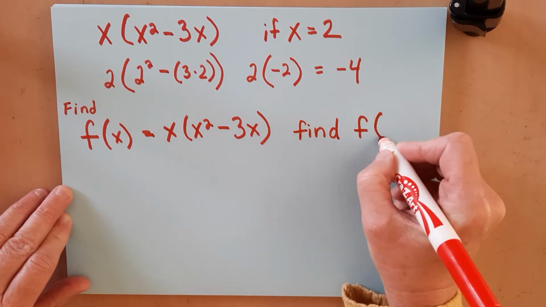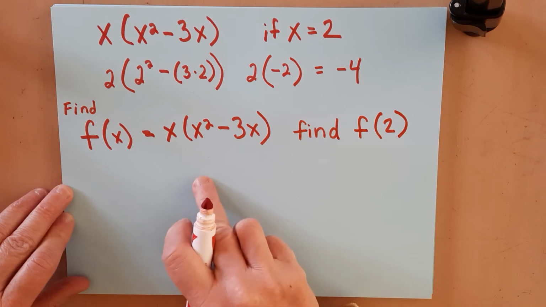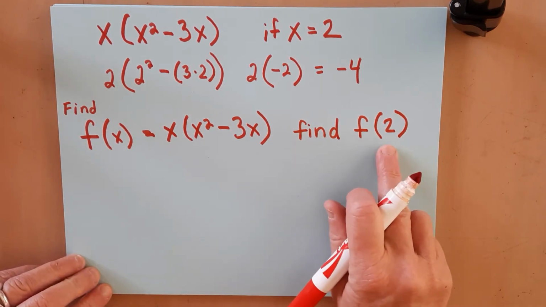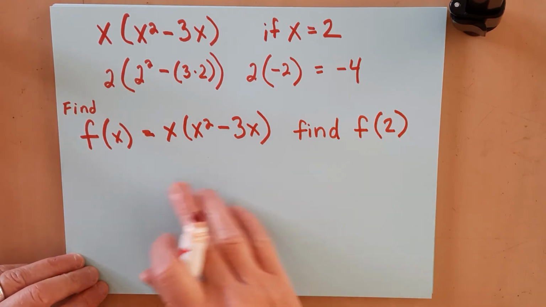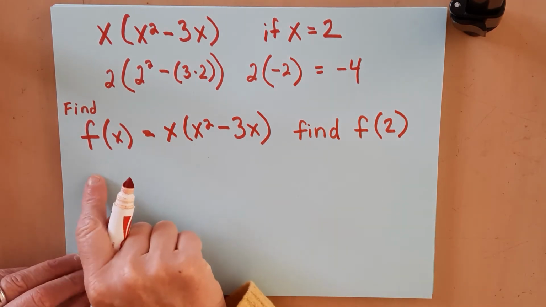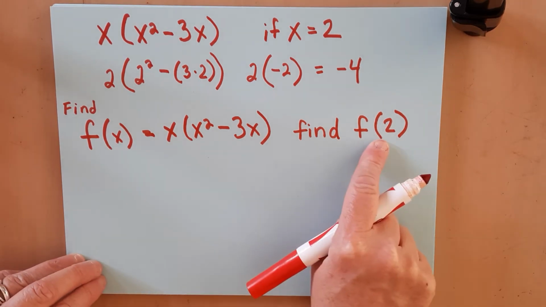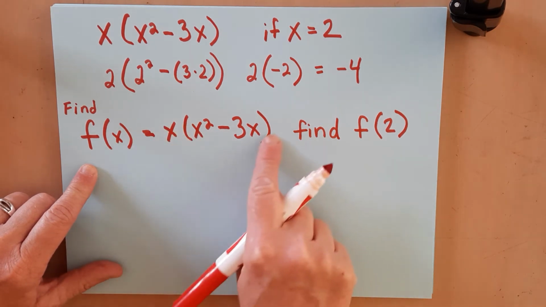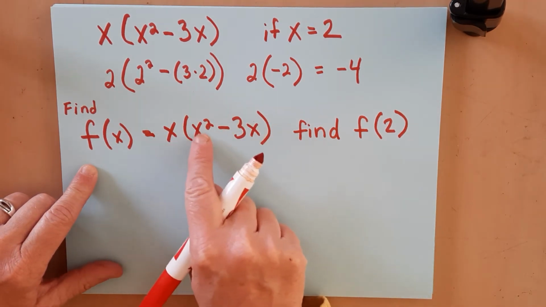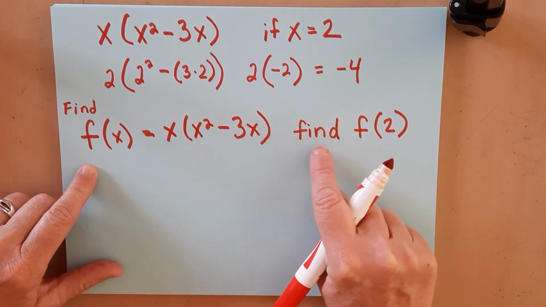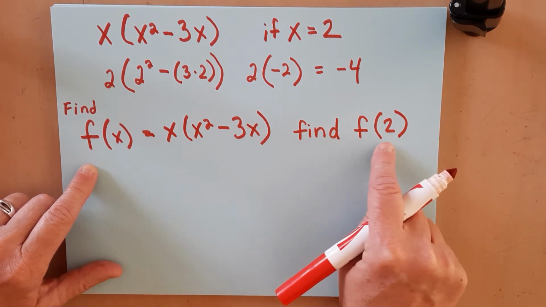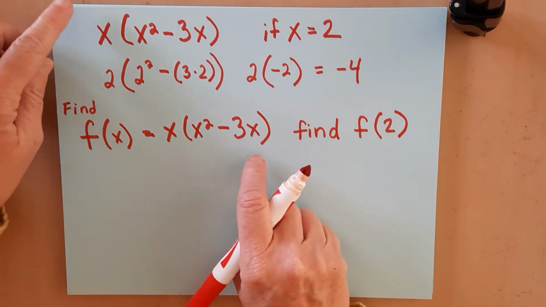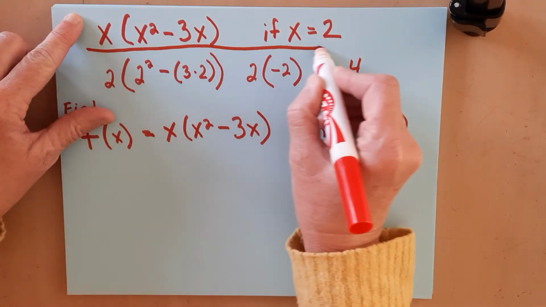the function of 2. The notation of this type of function can be confusing because it looks like you're saying f times 2 or f times x. But in this case, we're not. We're just using the f to notate that this is a function. And so all they're saying is that if you have this phrase right here, x times x squared minus 3x, and they ask you to find the function of 2, they just want you to put the 2 in for x and find the answer, which is what we did in our original problem up here.